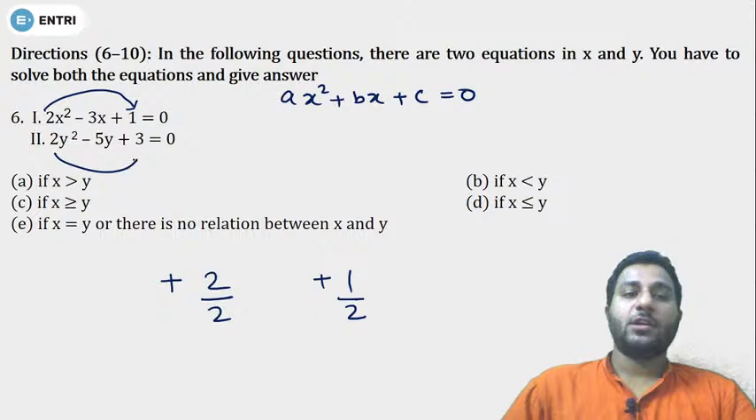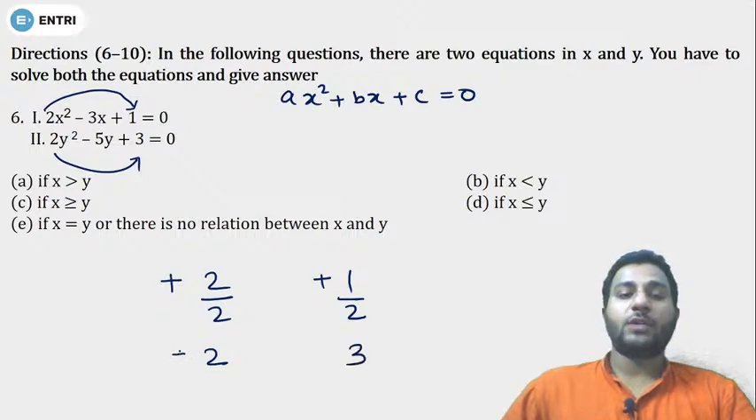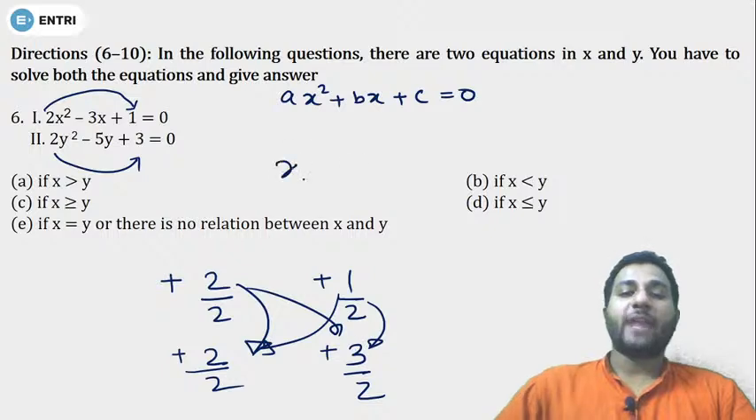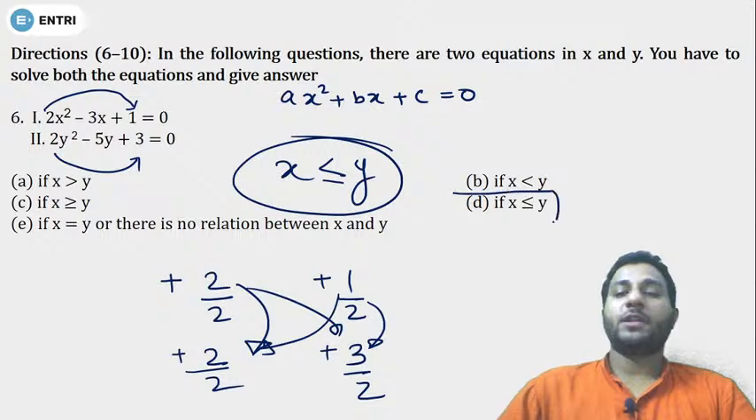Okay, next 2 3s are 6. So it will be 2 and 3 as well. 2 and 3 both will be positive, divided by 2. So x is smaller but equal as well. Now option D will be the correct one.